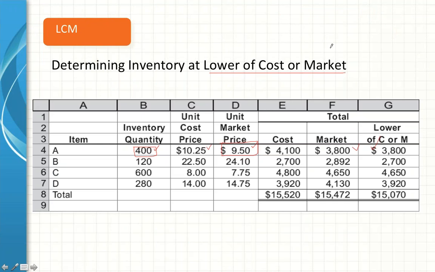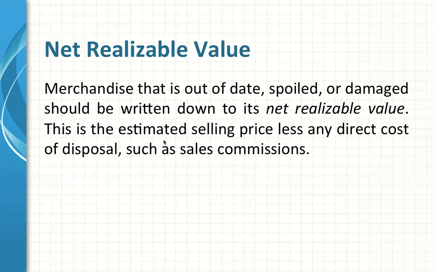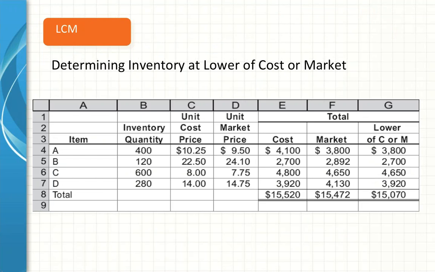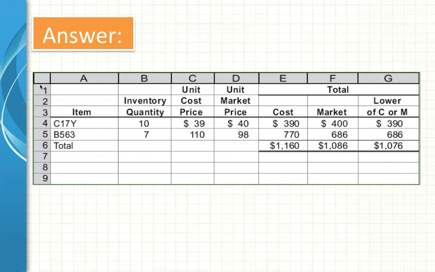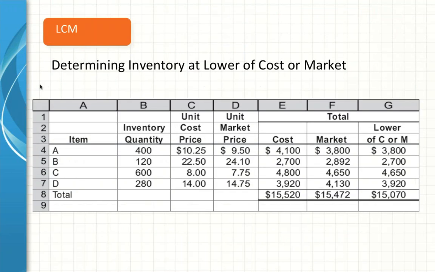Now let us have a small exercise here. I have some inventories here with me. So let us compare the market price with the cost prices and find out what value is to be taken into account. Now here, let me work on product A. The price of product A when we purchased is 10.25. 10.25 is giving me a cost price, whereas 9.5 is the market price.